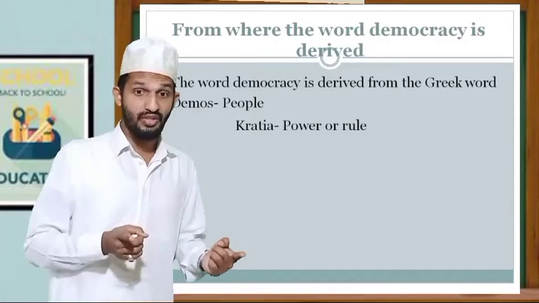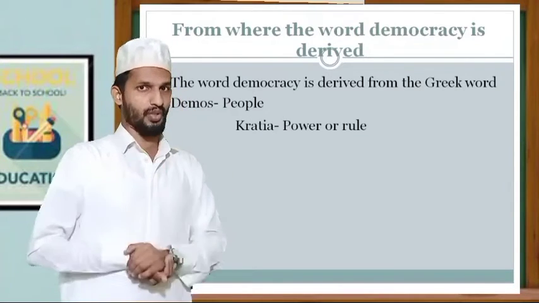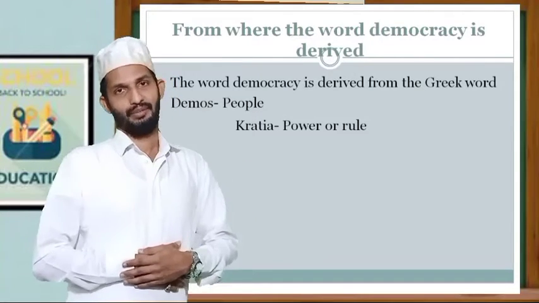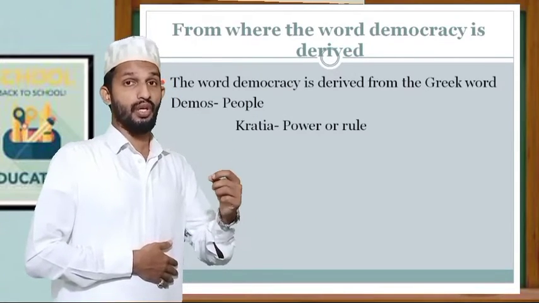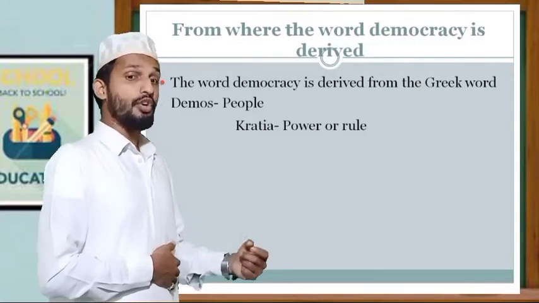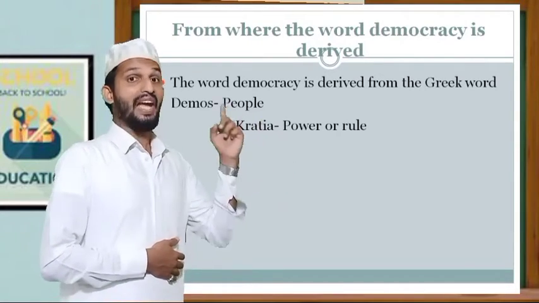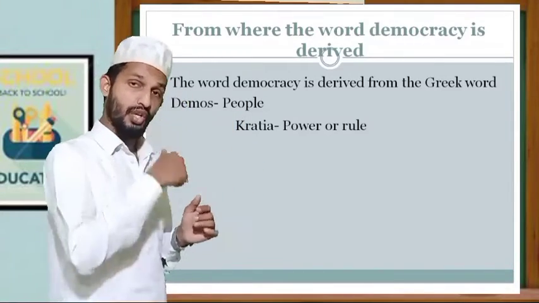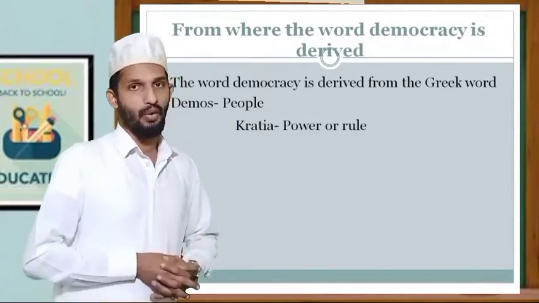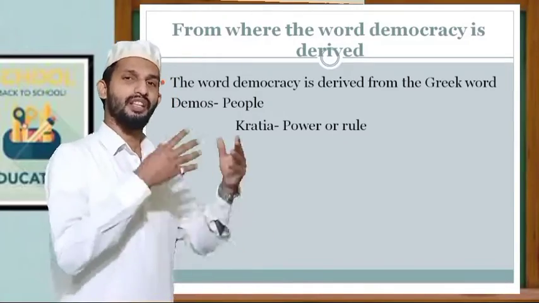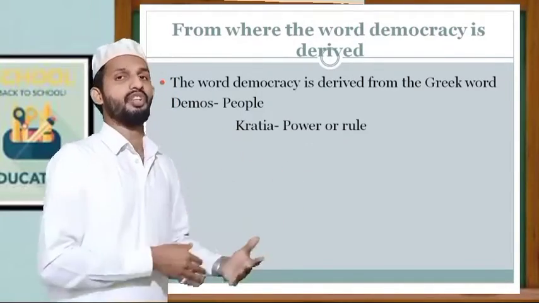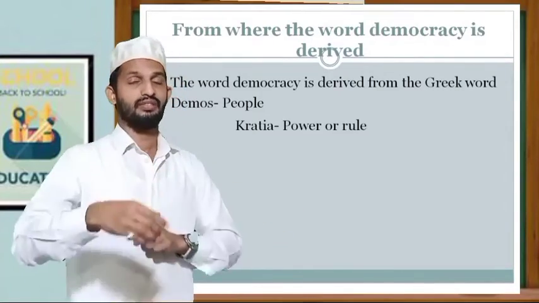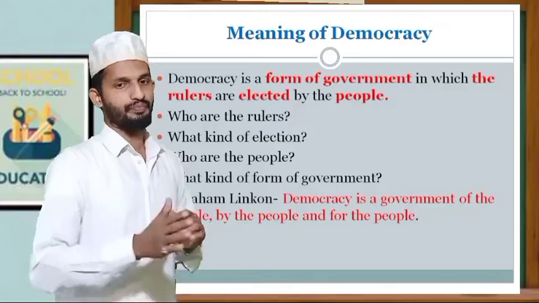The word democracy derived from the Greek words demos and kratia. Demos means people and kratia means rule or power. So demos plus kratia is equal to people power. So democracy means the power of people or people's rule. So the word derived from where? Yes, that is from Greek.